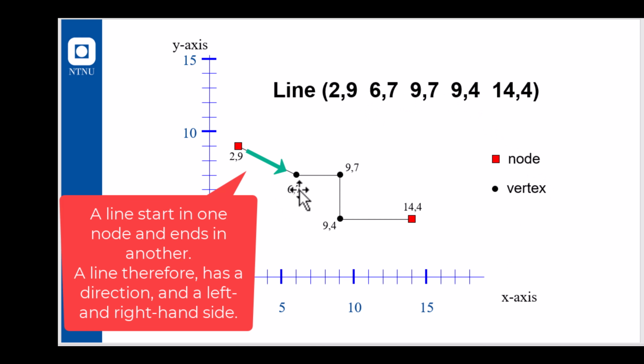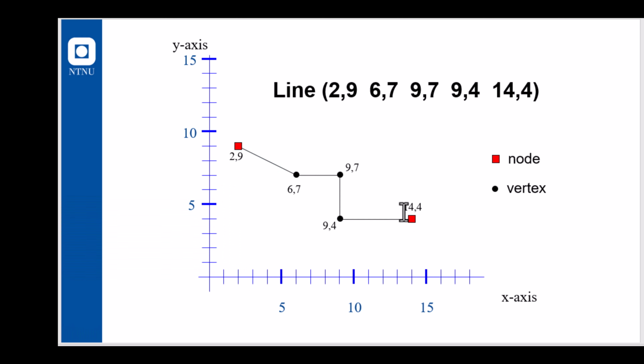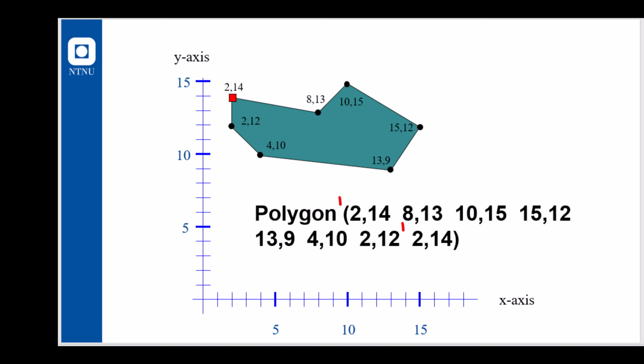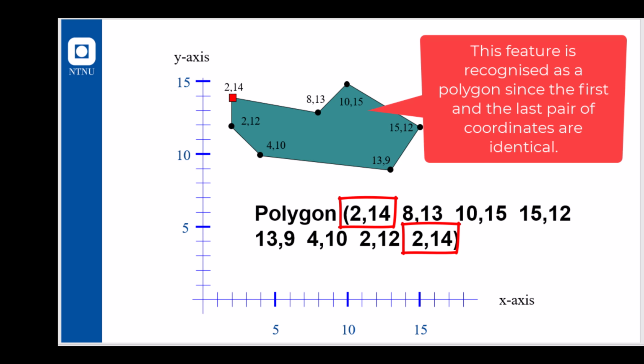A line always starts in a node and ends in a node. Lines therefore also have a direction, a left side and a right side. Points that are not the start or the end of a line are called vertices. If the first and last coordinate of a line or a collection of lines is identical, that means that the line or collection of lines constitute a closed area.